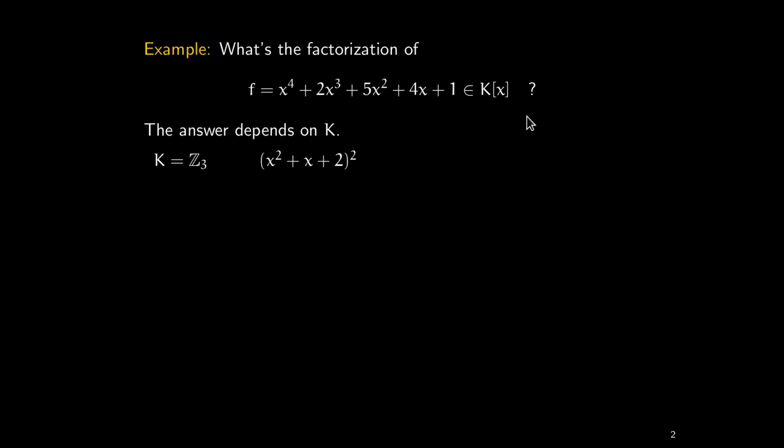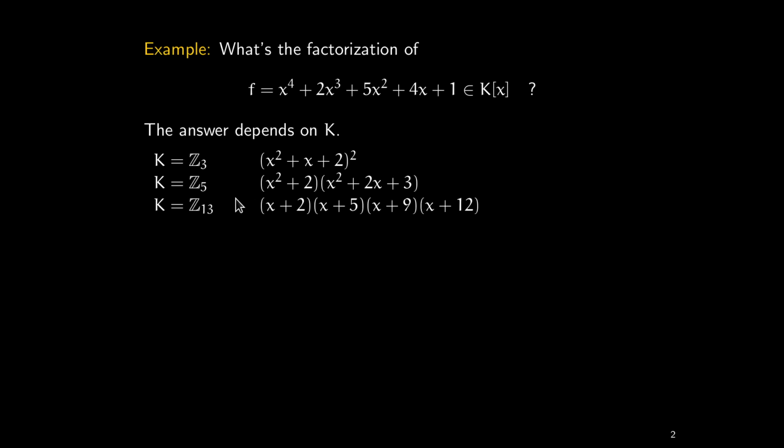So you could, for example, choose Z mod 3, and then you see that in this case f is not even square free. It's a square of another polynomial. If, however, you take a field with 5 elements, then it's a different story. Then it is square free, but it's not irreducible. So it breaks into 2 factors that are irreducible. And if you take a different modulus, well, then it breaks even further. So here, these 2 polynomials over Z mod 5 are irreducible.